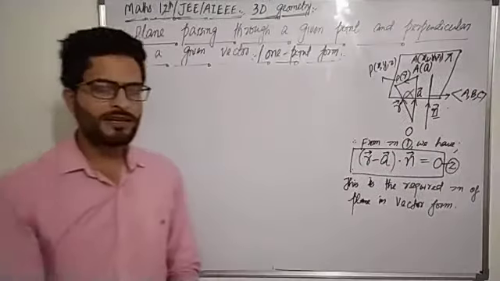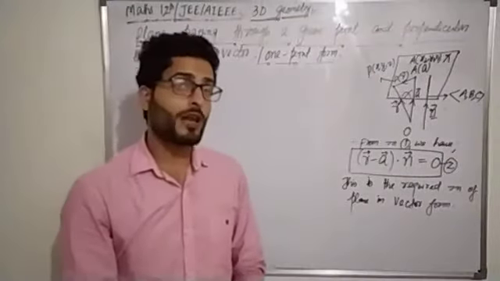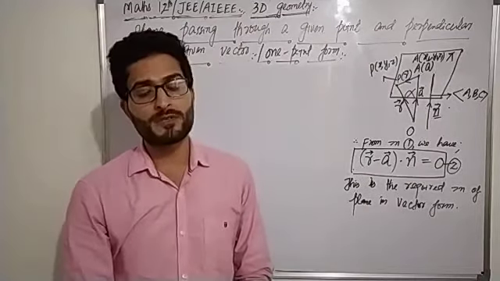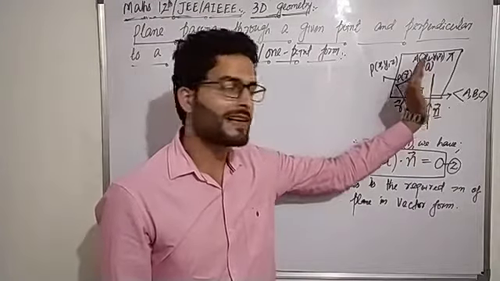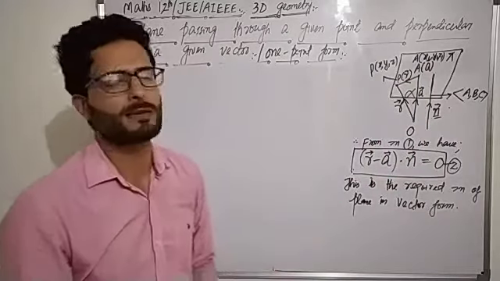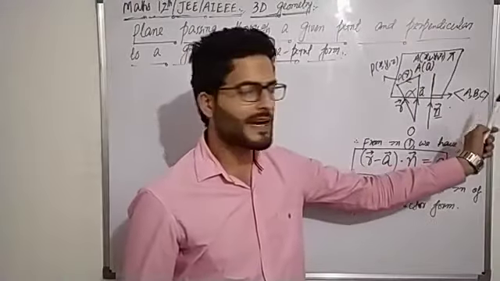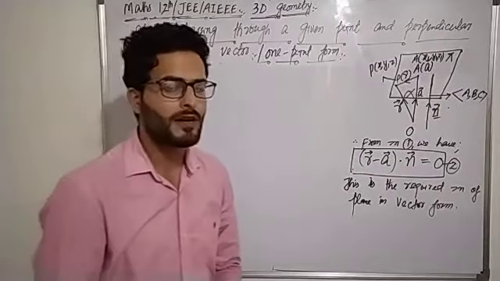Let A, B, C be the direction ratios of vector n. We have taken them as capital A, capital B, capital C because the direction ratios of any normal to the plane are known as attitude numbers of the plane. So here A, B and C are the attitude numbers of this plane pi. That's why we have taken them as capital A, capital B and capital C.